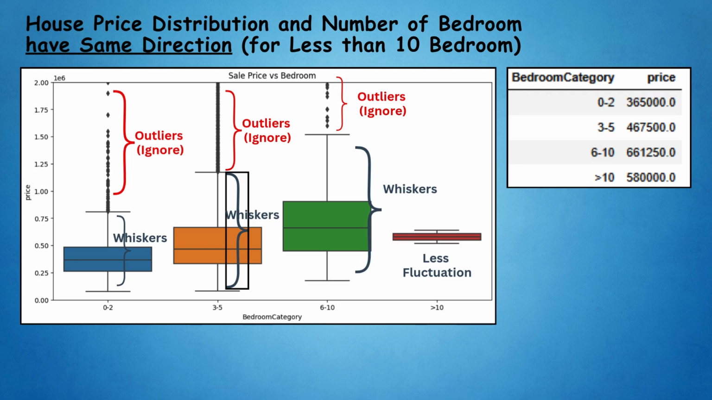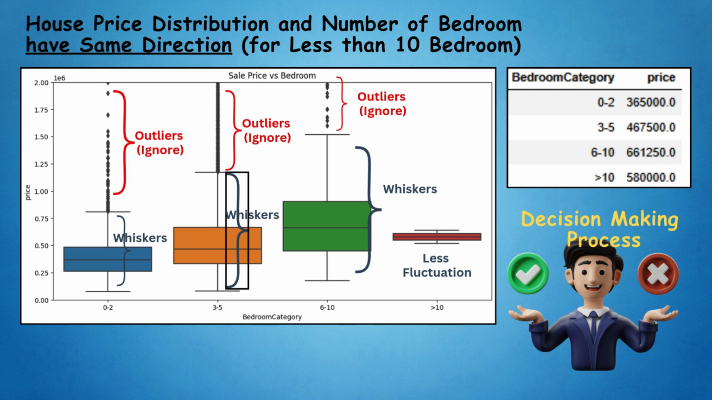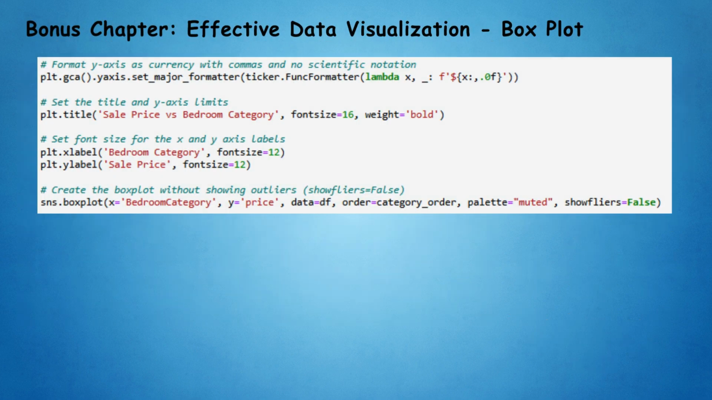Now with this information available, you can make a decision on which house you should choose just by looking at the number of bedrooms. As a bonus chapter, to create an effective data visualization in a boxplot, we start by formatting the house prices on the y-axis as currency, using commas for thousands and disabling scientific notation. We then ensure the plot is properly labeled, with the title sale price versus bedroom category, the x-axis labeled as bedroom category, and the y-axis as sale price.